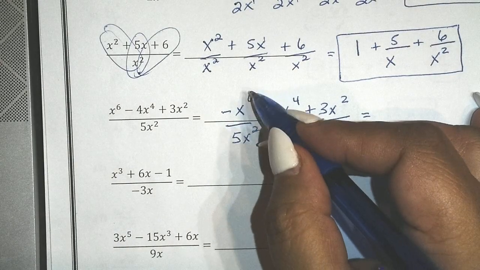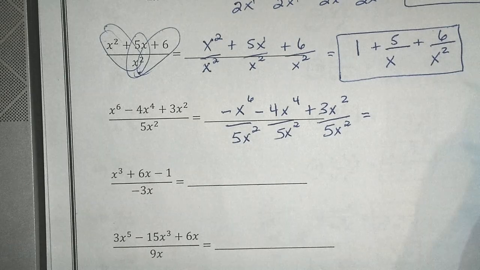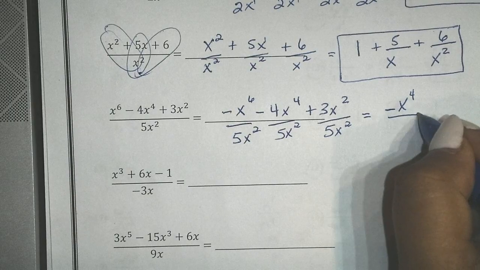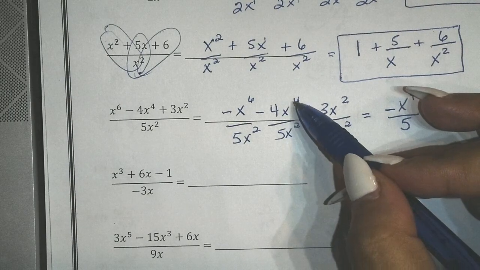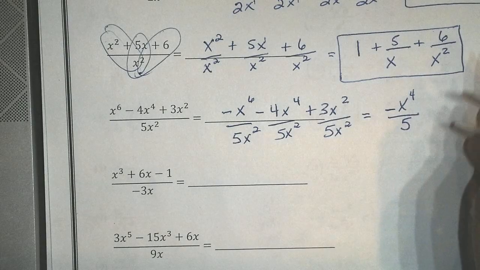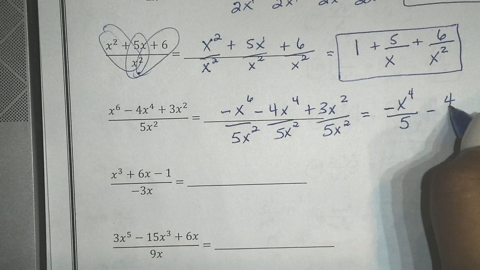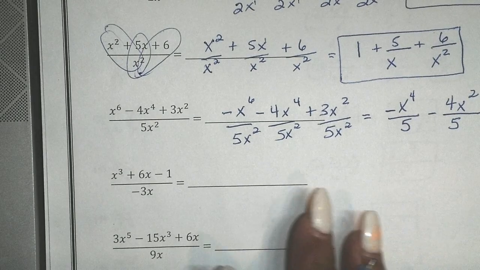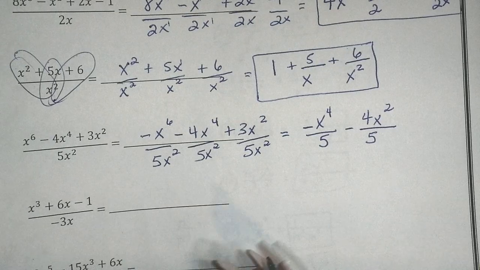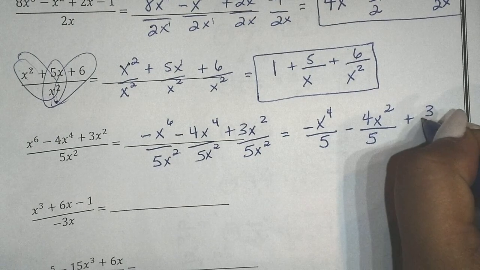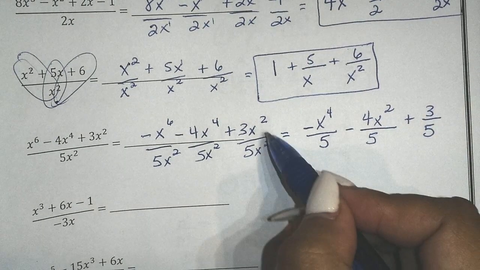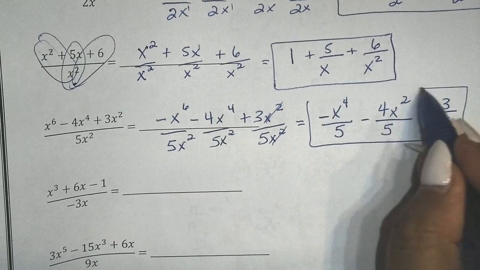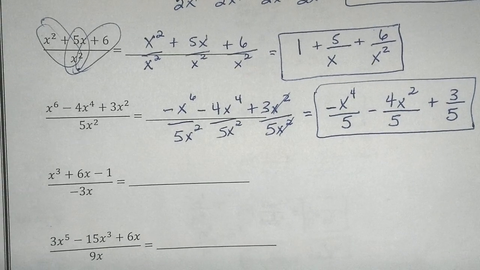The only thing I can do here is divide my variables, and 6 minus 2 is 4. So this would be negative x to the 4th power divided by 5. Here, subtract the variables. 4 minus 2 is 2. And I can't reduce my fraction, so it's going to be 4/5 x squared. And let's see, the next is positive 3/5, and the x squareds cancel out. So this is my answer.